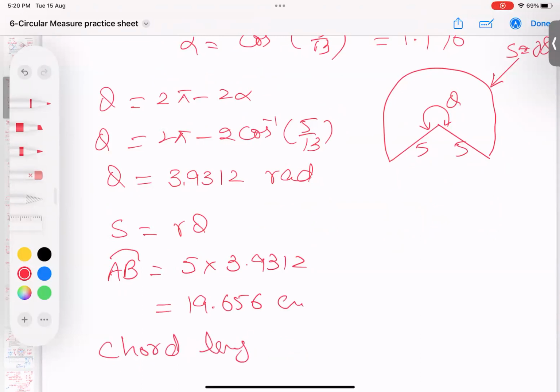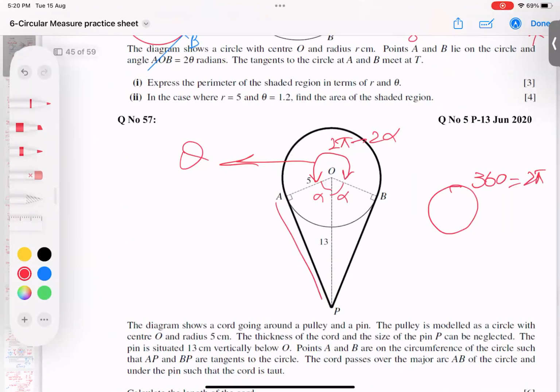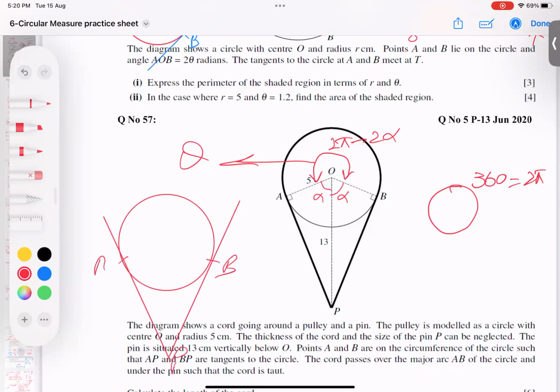Cord length. Come back to the diagram. AP length and PB length are equal to each other. You ask me why, sir? Because whenever we draw a circle and we draw two tangents, for your knowledge, whenever we have two tangents, P to A and P to B, these lengths are equal to each other. So if this is 12, this is also 12.